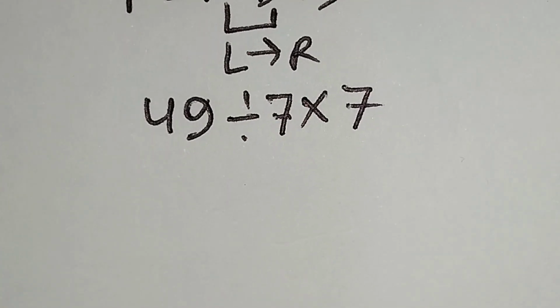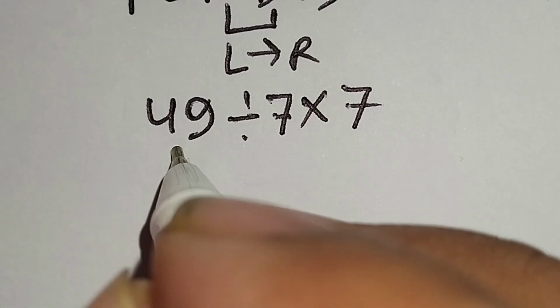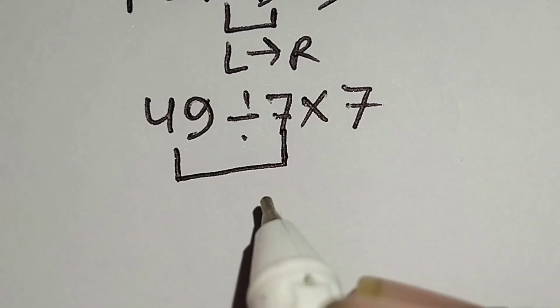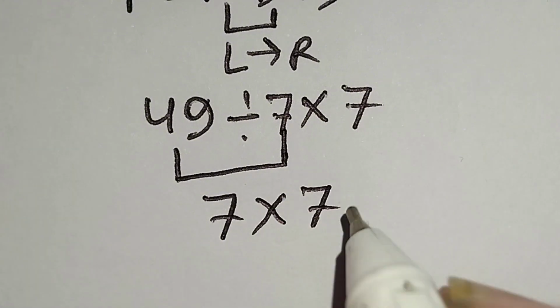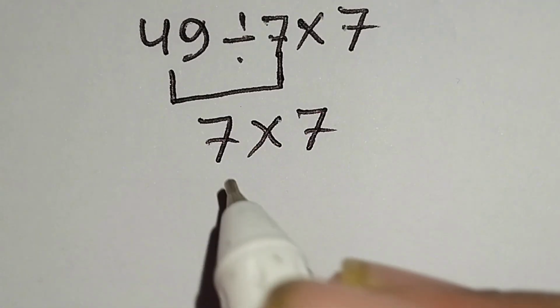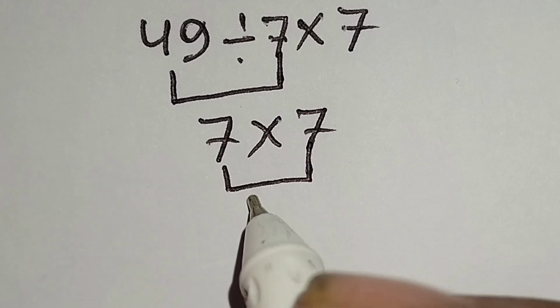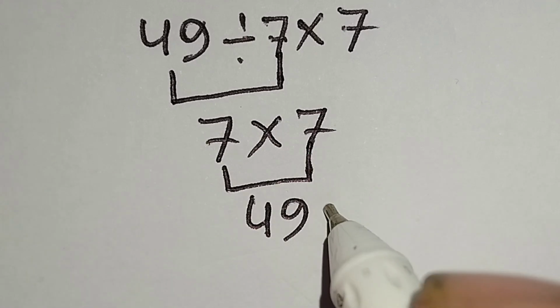Now we have to work with this division. Here 49 divided by 7 gives us 7. Multiply this 7. 7 multiply 7 gives us 49, and this is the correct answer.